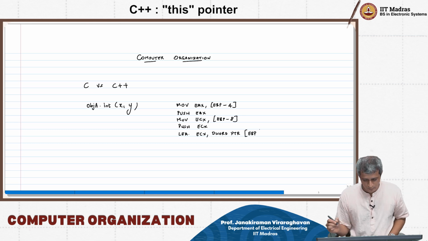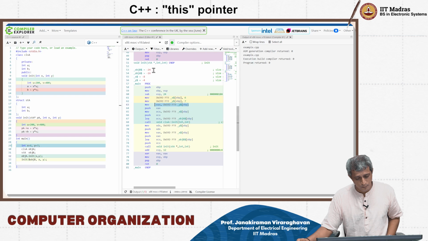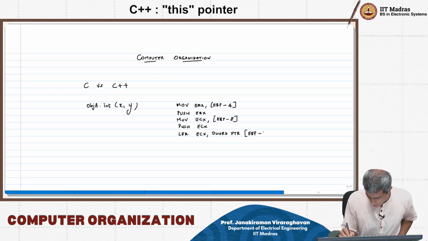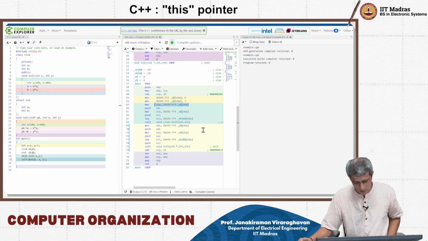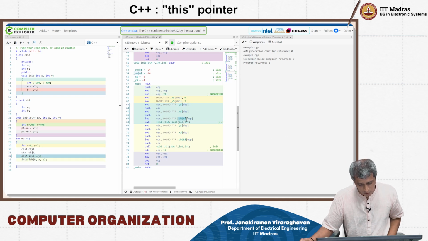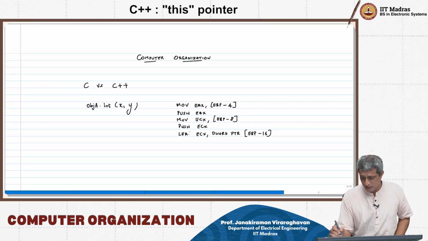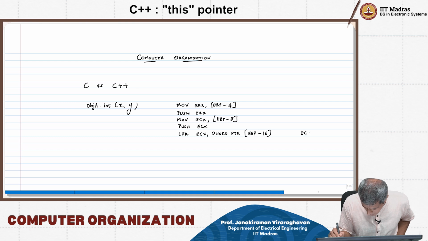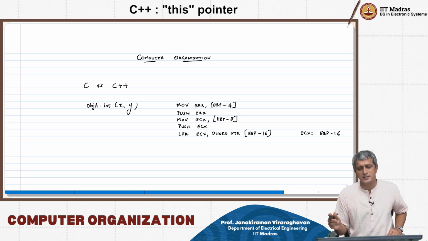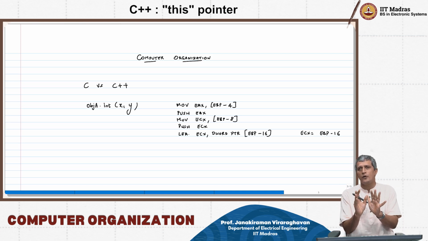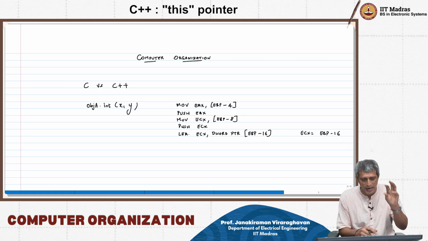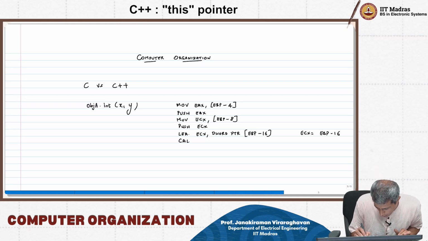EBP. What is this? Minus 16. Okay, because this object A underscore A, as you can see here, is minus 16. So EBP minus 16. So this is basically saying ECX equals EBP minus 16. It seems to have the address of that object A, obj A, that is sitting in main. Okay, and then you are doing call of the function init.